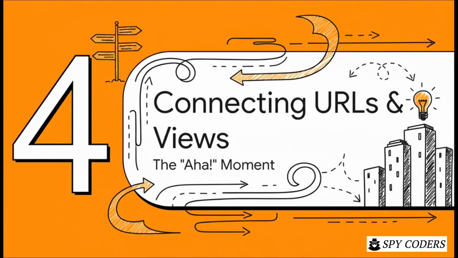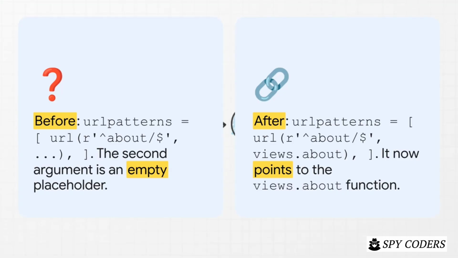Okay, so we have our roads in urls.py. We have our destinations in views.py. Now for the most important step, connecting them. This is the real aha moment, where the whole system just clicks into place. To make this final connection, we jump back into our urls.py file. First, we import our new views.py file. Then for that second argument in each URL function, we replace the placeholder with the direct reference to the view function we just created. So the about URL now points to our views.about function, and the root URL points to views.homepage. Just like that, the connection is made.